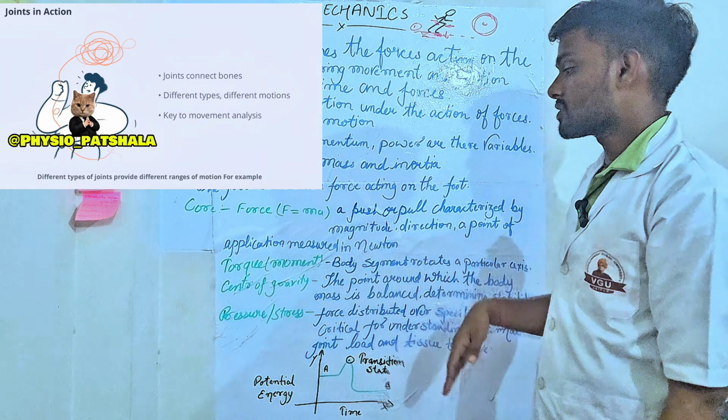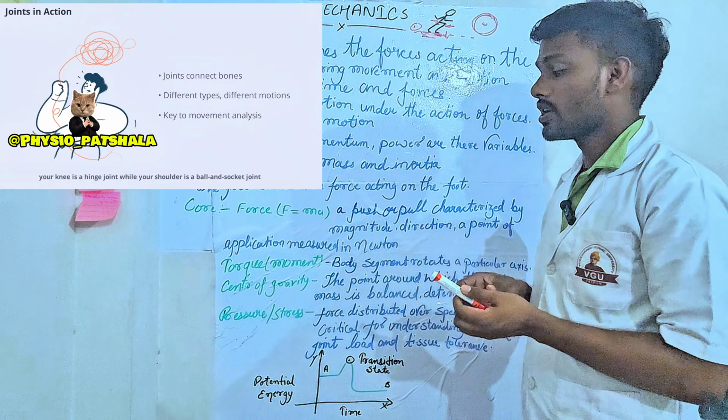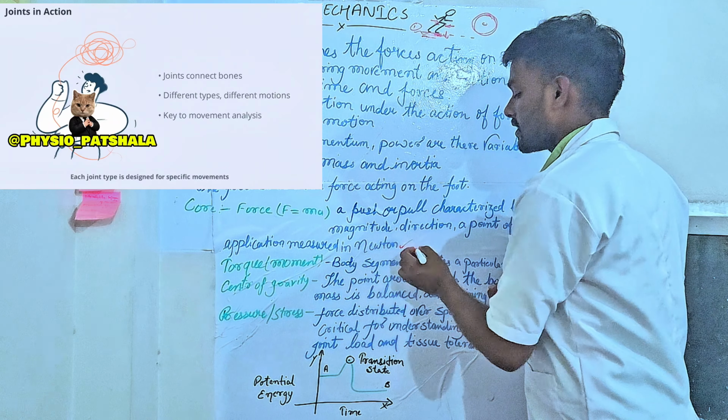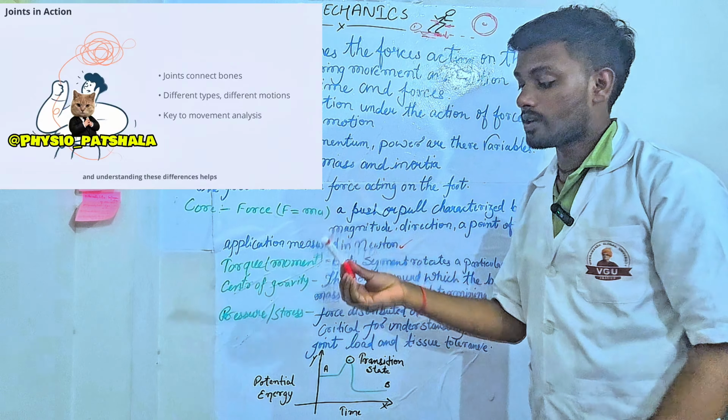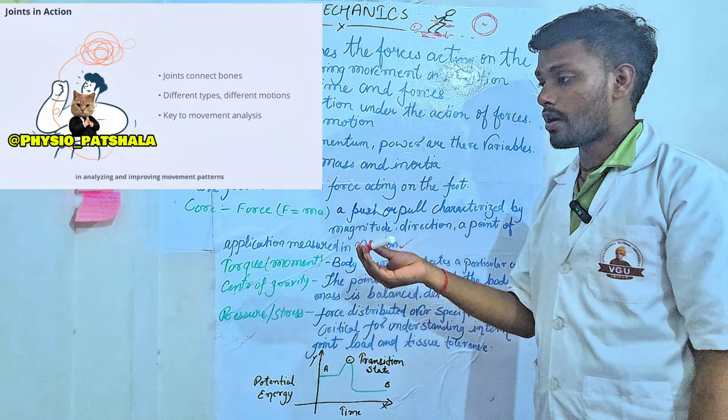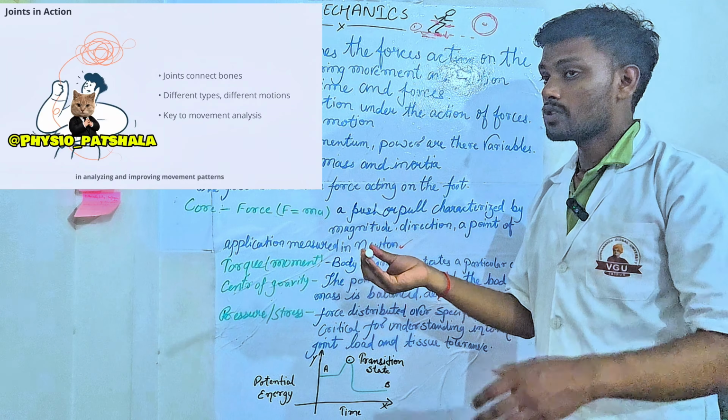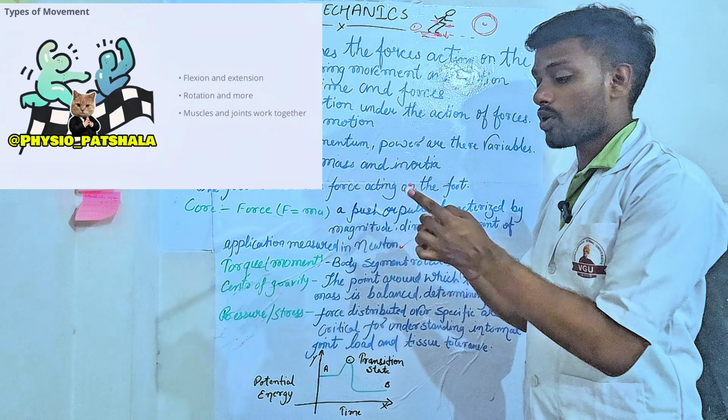So force is a push or pull characterized by magnitude, direction, and point of application, and it is measured in Newtons. So Newton is the variable. It will change from person to person, depending on how much weight a person can hold, or how much power or capacity they have to hold a particular object for a long duration.